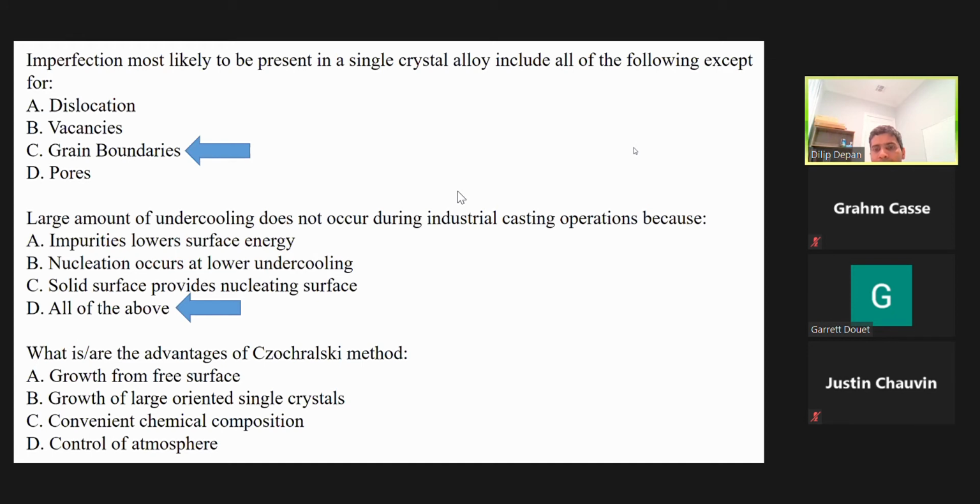See, industries favor the heterogeneous nucleation method because of the following advantages. They add impurities that can lower the surface energy. They provide a solid surface, so that the nucleation will start even at a lower undercooling value. So it will start sooner to finish the crystallization process.